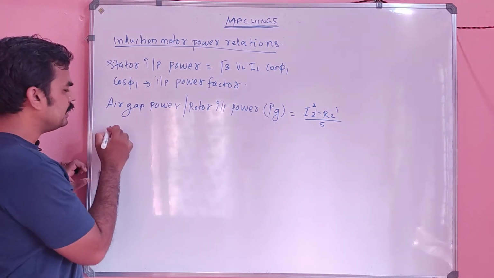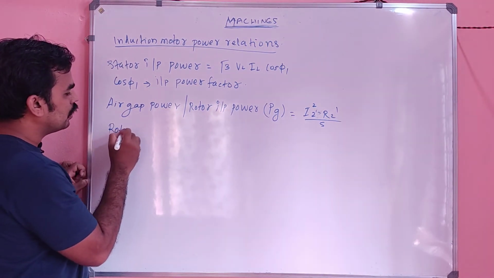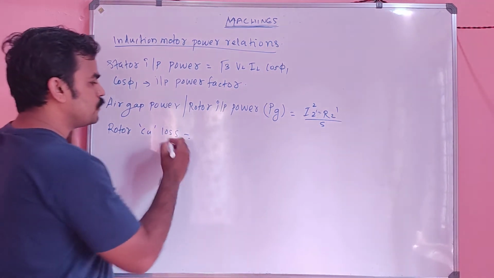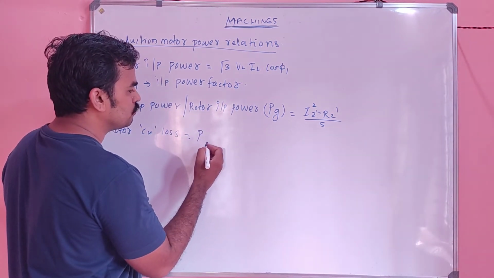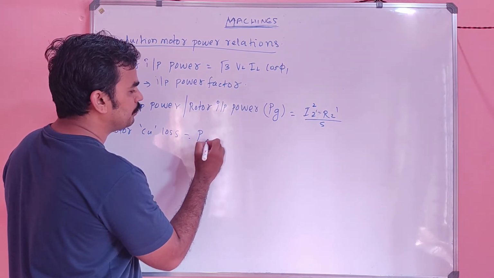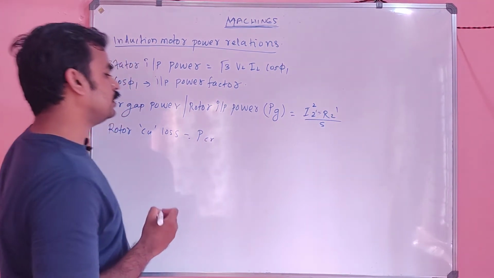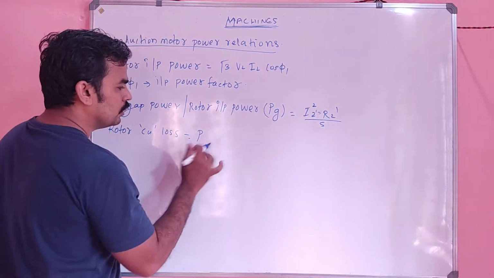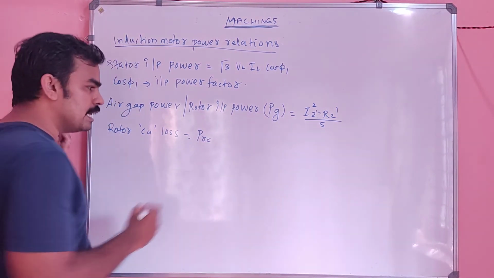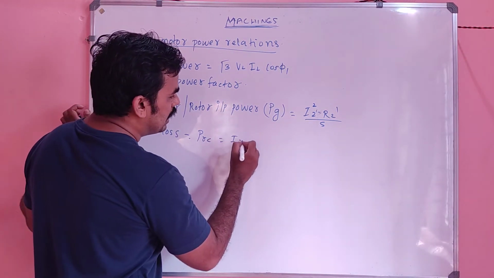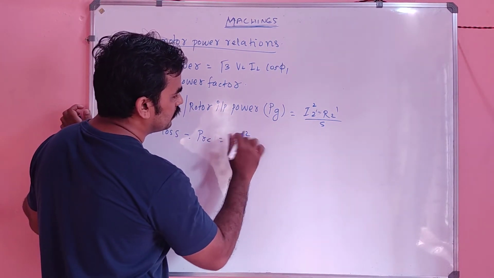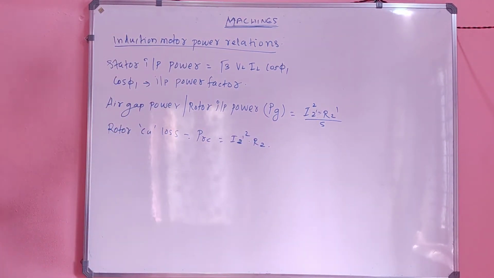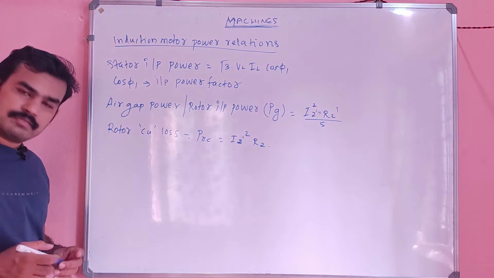And there is rotor copper loss, which you may represent as PRC, which is nothing but I2 dash square into R2. What is the difference between these two relations?